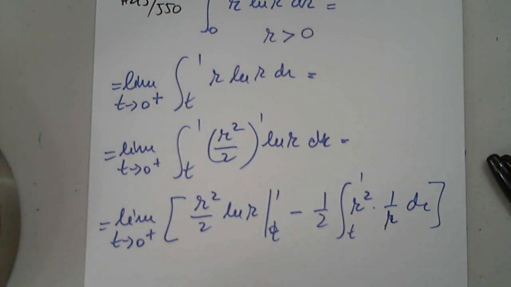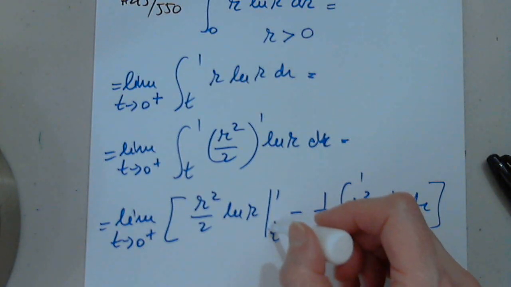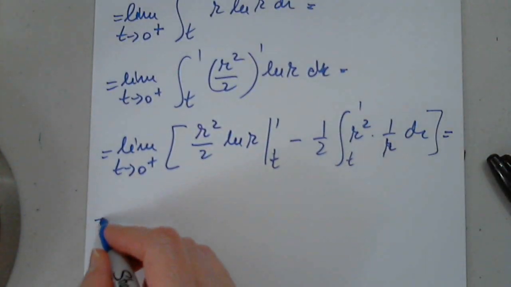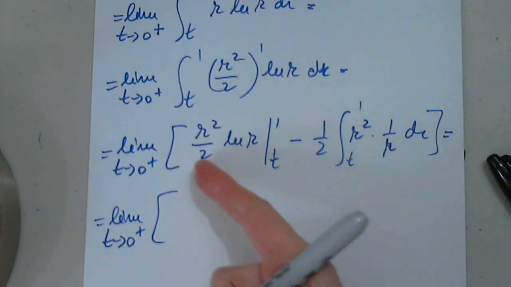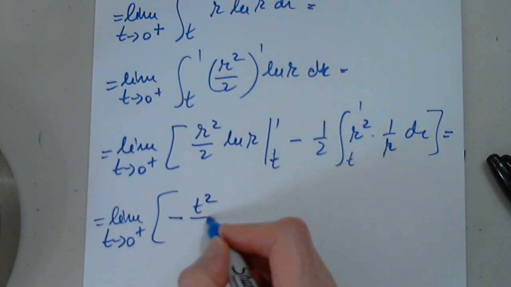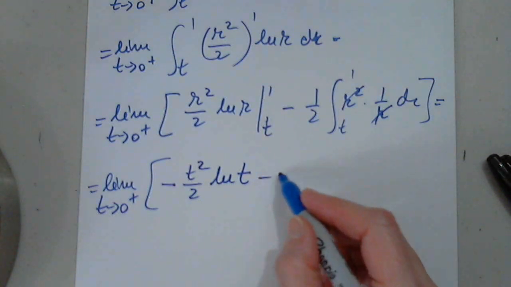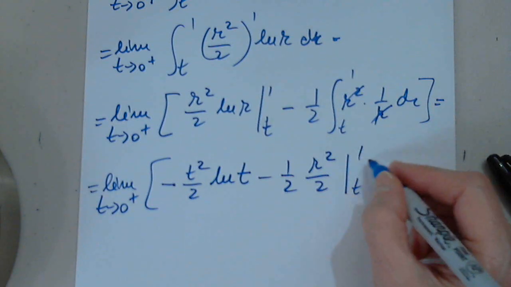I don't want to forget about this because I will forget. Okay, from t to 1. Good. Okay, then the limit as t approaches 0 from the right. When I plug in 1, this is 0 because of natural log 1. When I plug in t, don't forget minus t squared over 2 natural log t. Here I simplify, minus 1/2, that it's r squared over 2 from t to 1.